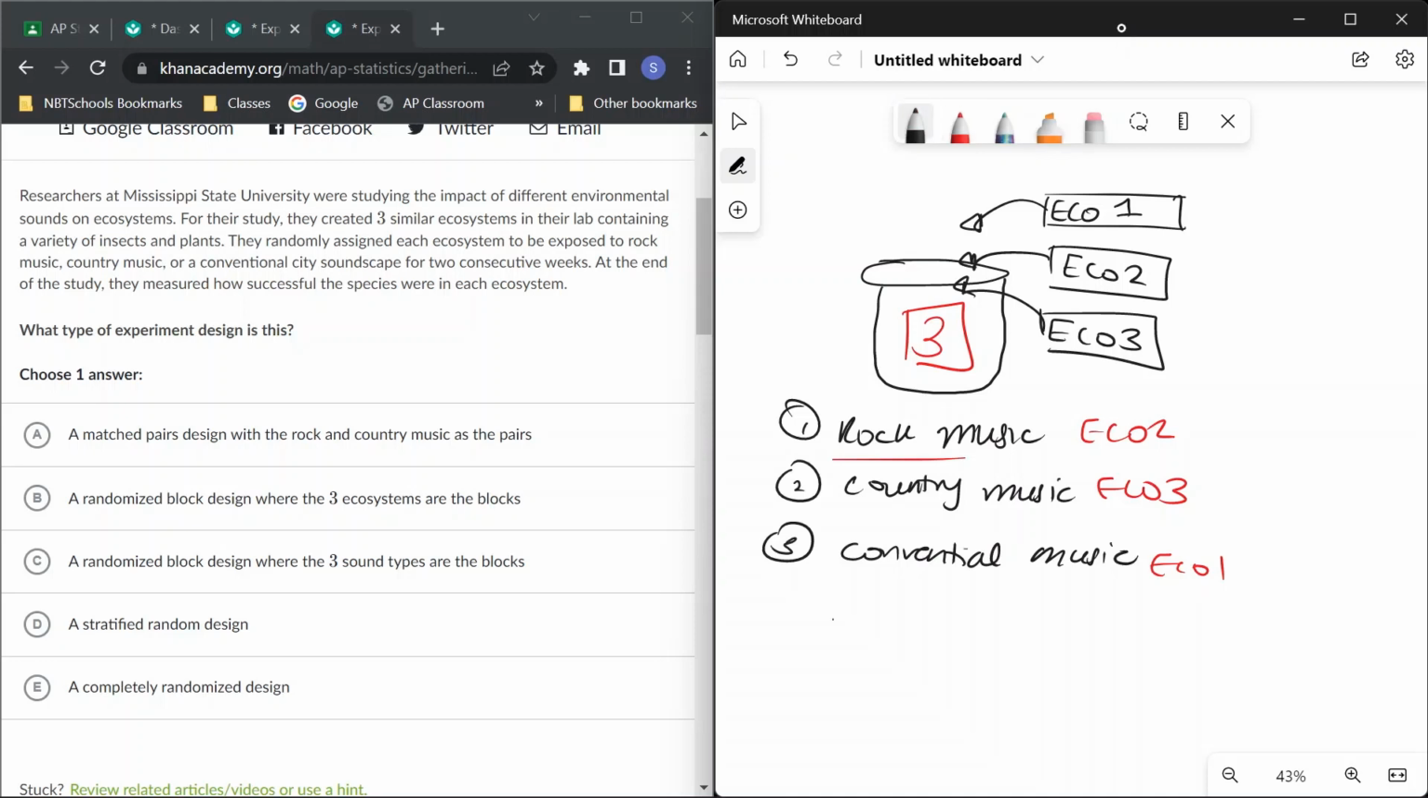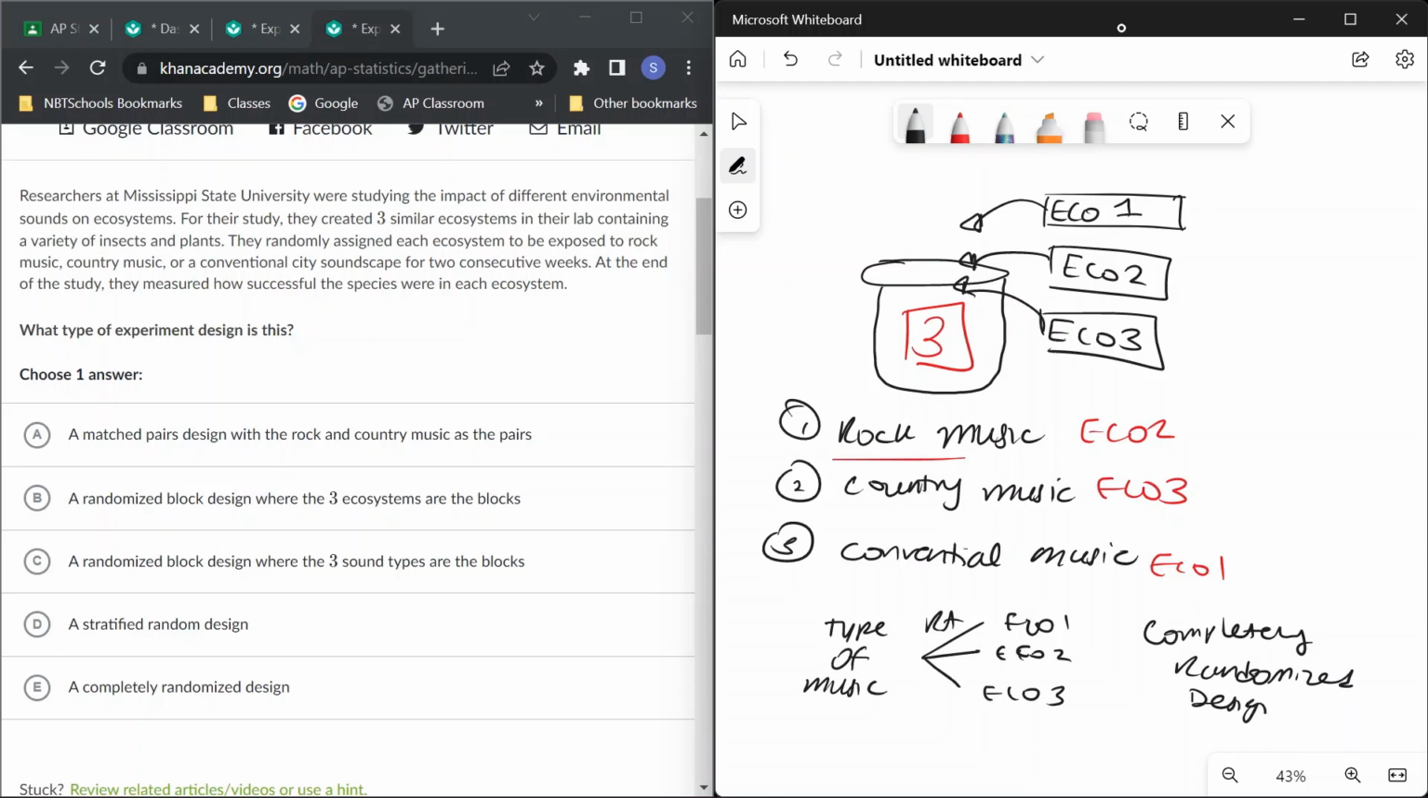So I guess you start with the type of music, and you randomly assign to ecosystem 1, ecosystem 2, and ecosystem 3. And that is a completely randomized design, I believe, right? I think so. It's completely randomized.